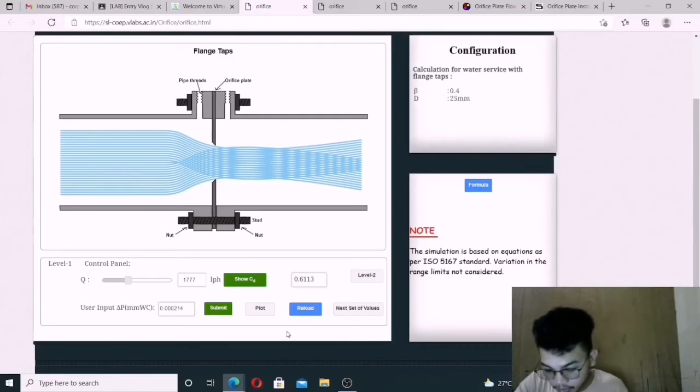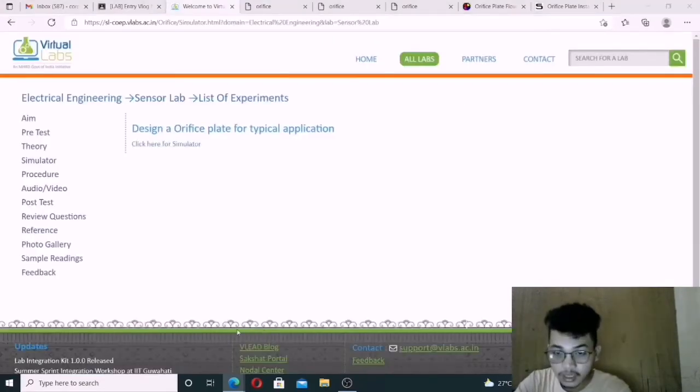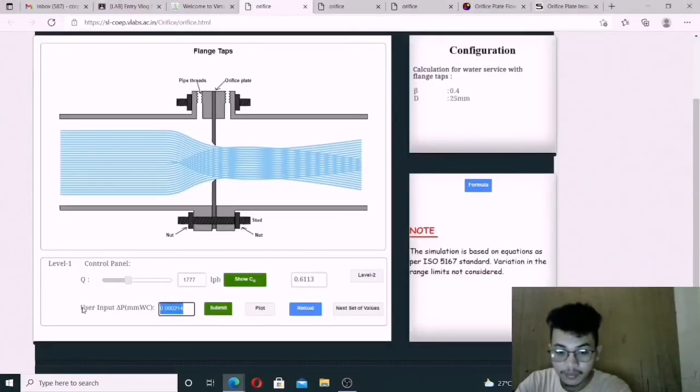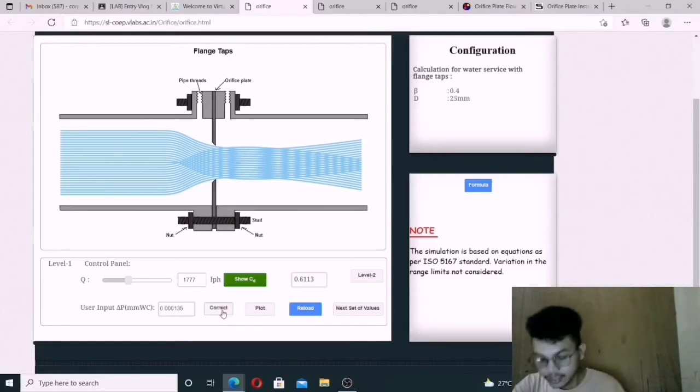the next value, that is 1.3189 times 10 to the power of -3. So the value that I got is 0.10135. Submit. So the value that we got is correct.